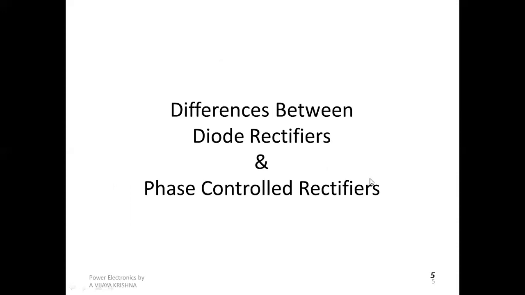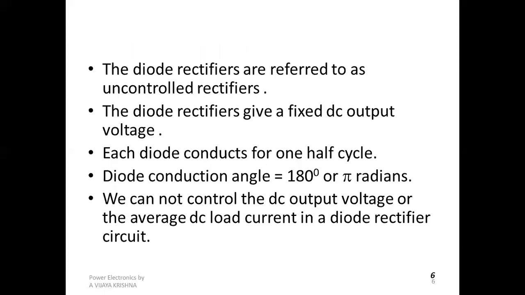These are the different types of line commutative converters. And just before going to the phase control rectifiers, let us see the differences between diode rectifiers and phase control rectifiers. Diode rectifiers are referred to as uncontrolled rectifiers, as we previously discussed. The diode rectifier gives a fixed DC output voltage, whereas a phase control rectifier gives a controllable DC voltage, that is, a variable DC output voltage is possible.